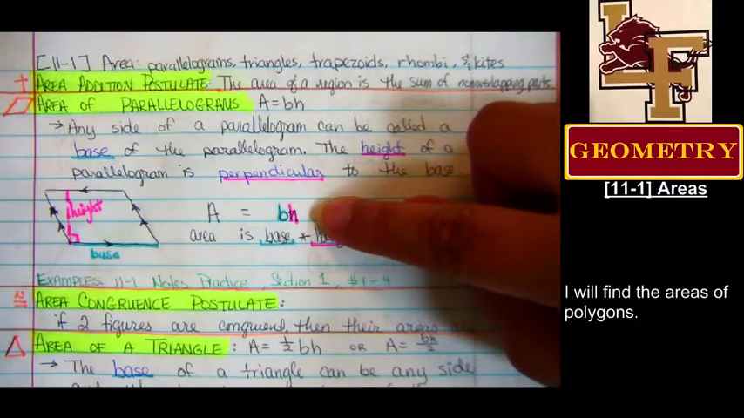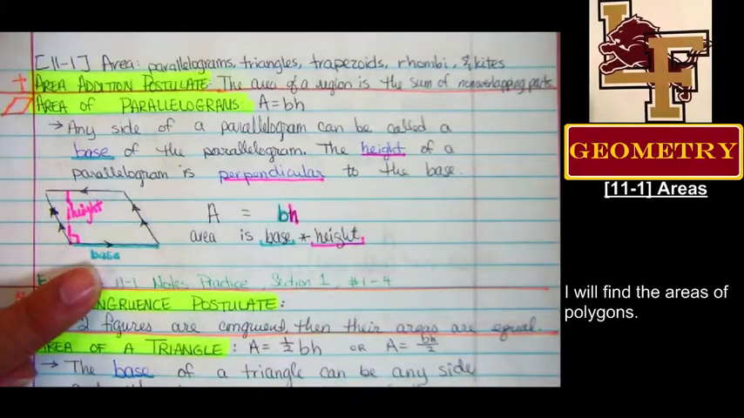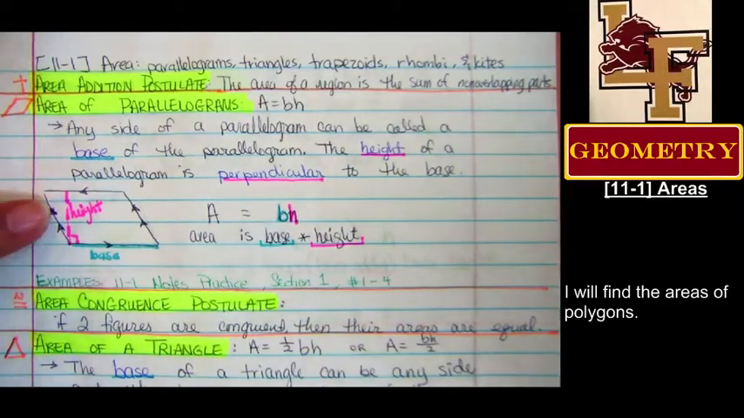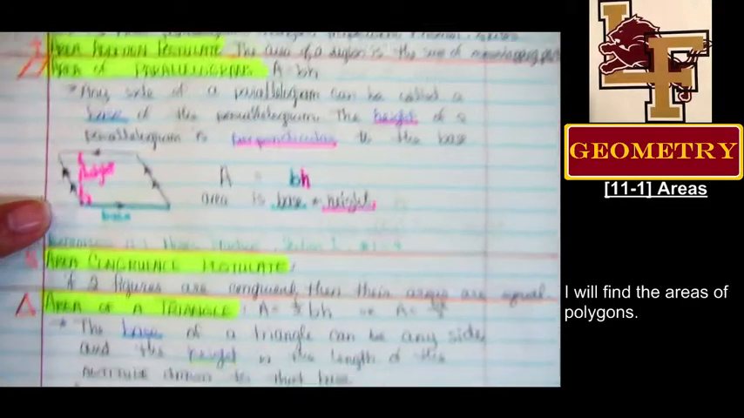Here's your formula. Formula says area is base times height. The base is any side of the parallelogram that you want to choose. The height is perpendicular to that base once you've chosen it. Perpendicular means 90 degrees, and so the height is 90 degrees to the base.